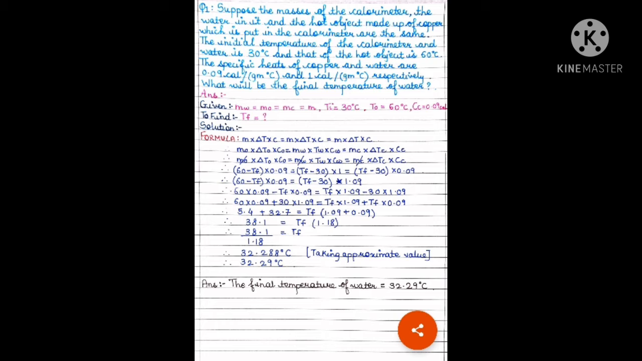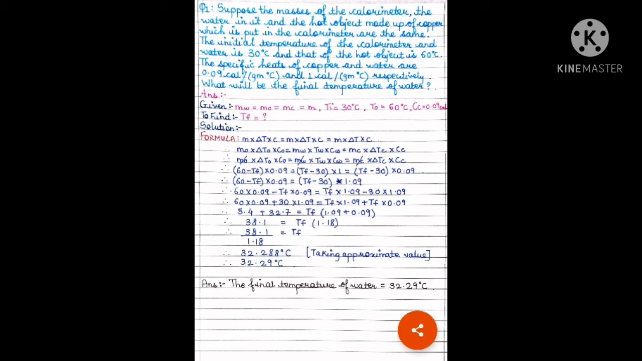Okay students, now see the third line. The specific heats of copper and water are 0.09 calorie per gram degree Celsius and 1 calorie per gram degree Celsius respectively. So specific heat of copper is for our object kept in the calorimeter. Not to get confused about how copper came from here. The object which we are saying is the copper object which is kept in the calorimeter. So specific heat of copper CC is equal to 0.09 calorie, and the specific heat of water is 1 calorie. We know this.